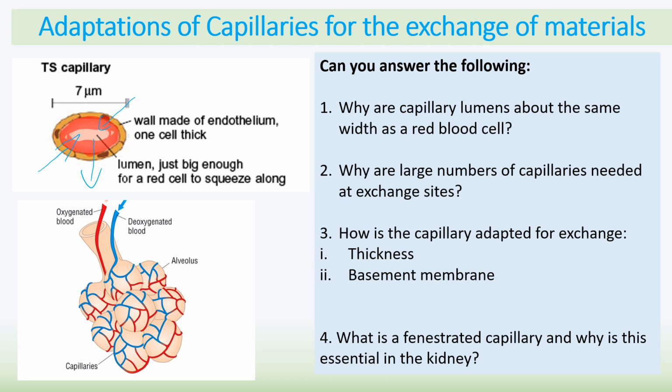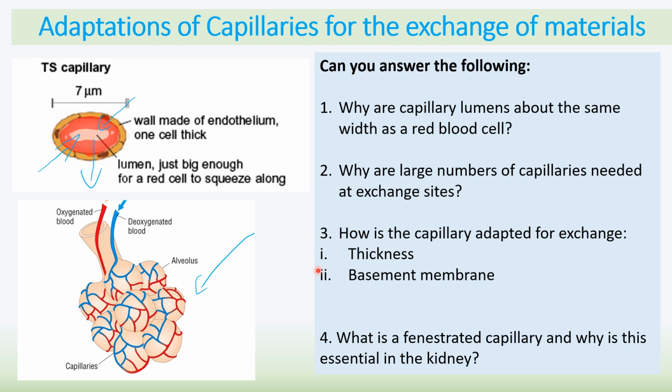By having huge numbers of capillaries at the exchange sites, such as in the alveoli, this provides a massive surface area which maximises the diffusion of materials in and out of the capillaries at the exchange site. And in terms of actually having the adaptation, the capillaries are obviously adapted by being one cell thick. So they have one layer of these epithelial cells that you can see here, and obviously that means there is a reduced diffusion distance.